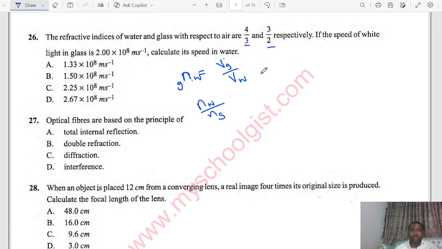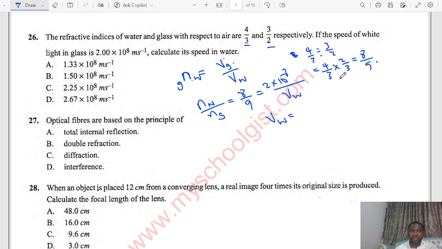Yeah. So it's going to be 4 over 3 divided by 3 over 2. So that will be 4 over 3 times 2 over 3, and that's going to give us 8 over 9. So this is 8 over 9 and is equal to the speed in glass, which is 2 times 10 raised to the power 8, over the speed in water, which we want to find. So the speed in water by cross multiplication is going to be 9 times 2 times 10 raised to the power 8 divided by 8. And this is going to give us 9 divided by 4.